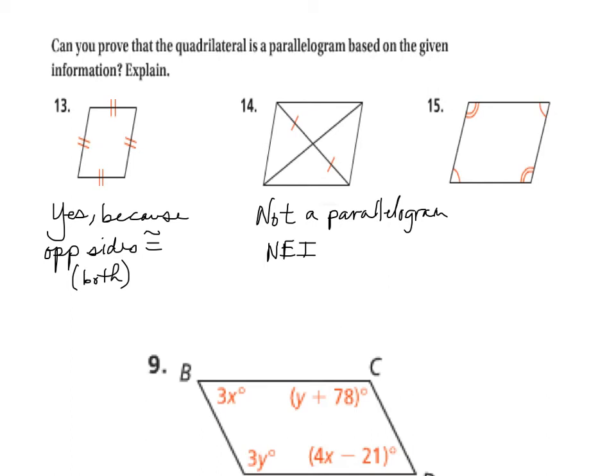Number 15: we have opposite angles here that are congruent and opposite angles here that are congruent. Since both pairs of opposite angles are congruent to each other, we can say that it is a parallelogram.